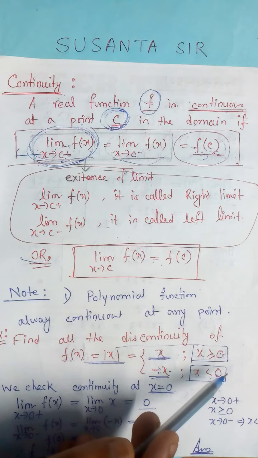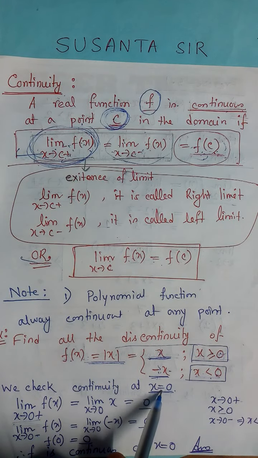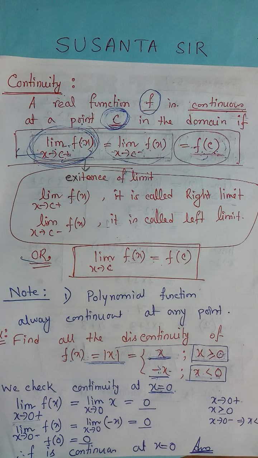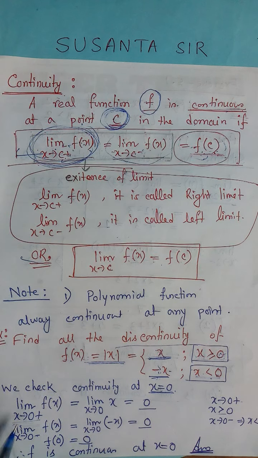That means you have to check the continuity at the point 0. That means we check the continuity at the point 0. In this way you can find the point. At that point you have to check the continuity. Now find the right limit, that means limit f(x) as x tends to 0 plus. x tends to 0 plus means x greater than 0.